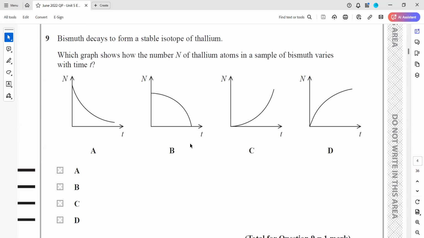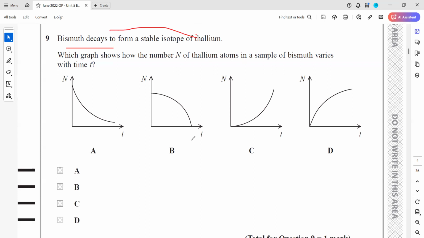Bismuth decays to the stable isotope thallium. Which of the following shows how the number of thallium atoms in a sample of bismuth varies? So in the beginning, because bismuth decays to form thallium, we don't have thallium. So the amount should increase.